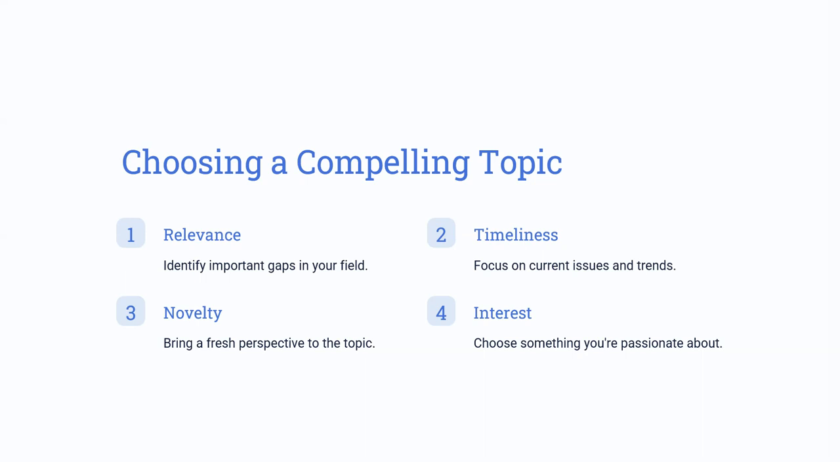Okay, and then interest. Choose something that you are passionate about, because if you are not interested, how can you make your audience or global readers interested? You need to create interest among the global readers. So first of all, it should be something you are passionate about.